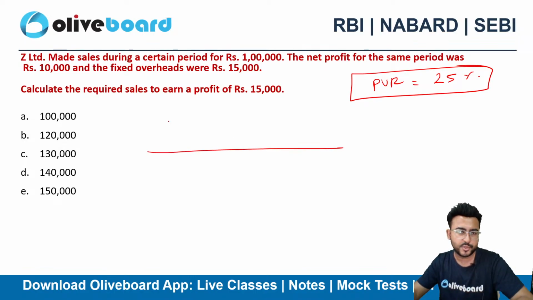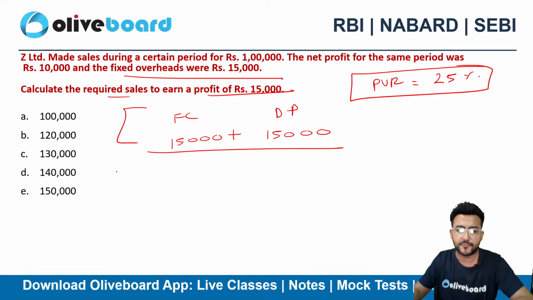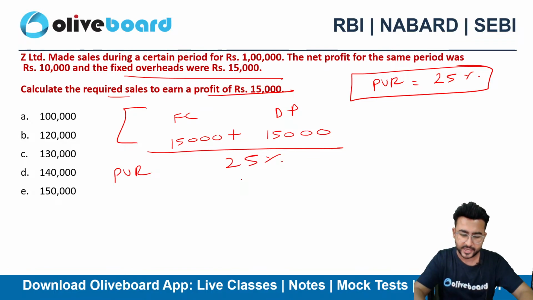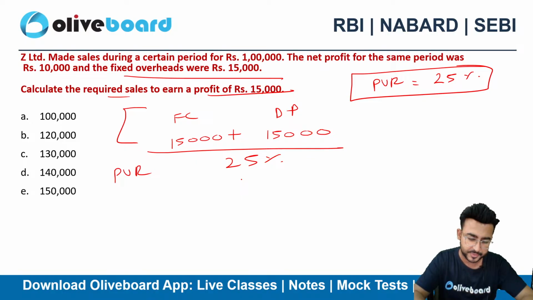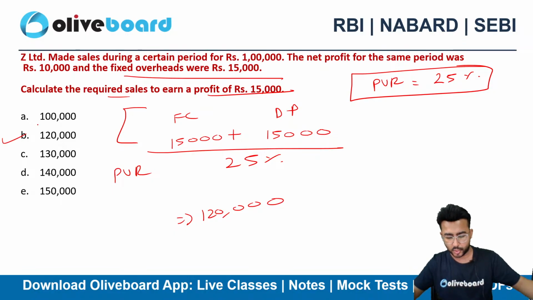Now how much do I need to cover in terms of fixed cost? I need to cover 15,000. That's my fixed cost. What is my desired profit? I desire to earn a profit of 15,000. So this much I need to cover from my PVR. So 30,000 divided by 25%, which comes to 1,20,000 here. Option B will be the correct choice. Okay, option B is the perfect choice here.